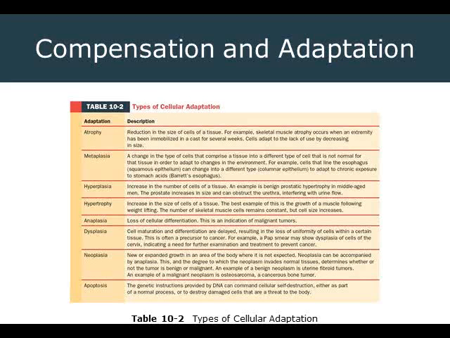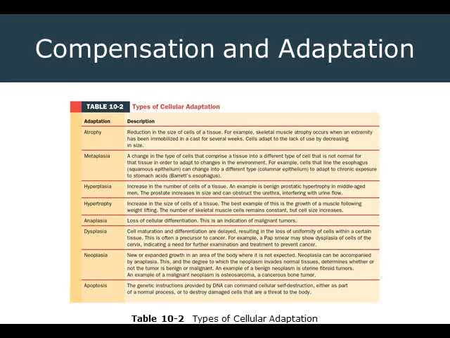We may have a dysplasia. In a dysplasia, the cell maturation and differentiation are delayed and result in loss of uniformity of the cells within a certain tissue. So this is often a precursor to cancer, and a lot of times pap smears will show a dysplasia of cells of the cervix, indicating need for further examination and potential treatment to prevent that cancer.